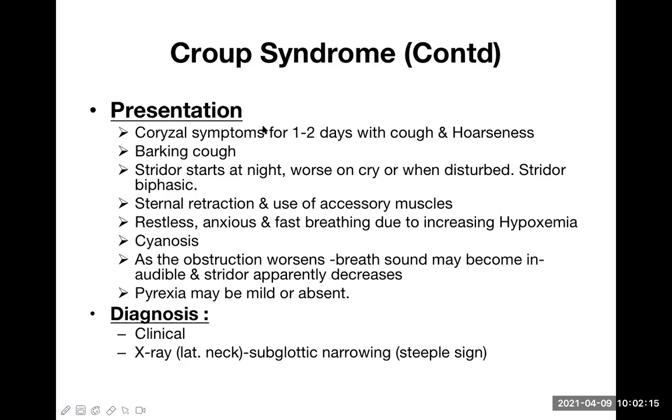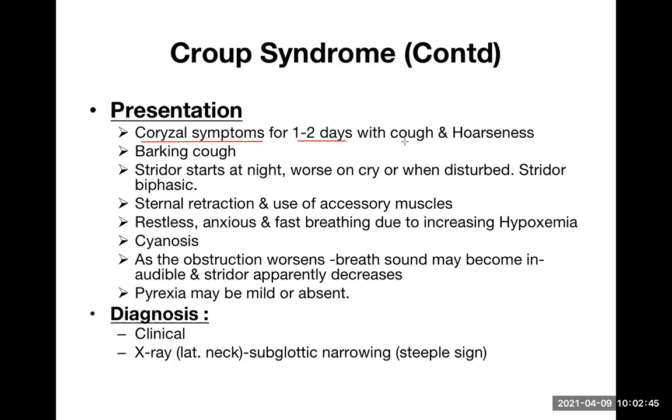Now, what are the clinical features or what is the presentation in case of croup syndrome? In the beginning, because this is a viral infection, the child is having coryzal symptoms. Coryza means common cold. Features of common cold will be there. There may be sneezing, there may be runny nose, moist eye, slight fever. These are the common symptoms. They last for 1 to 2 days.